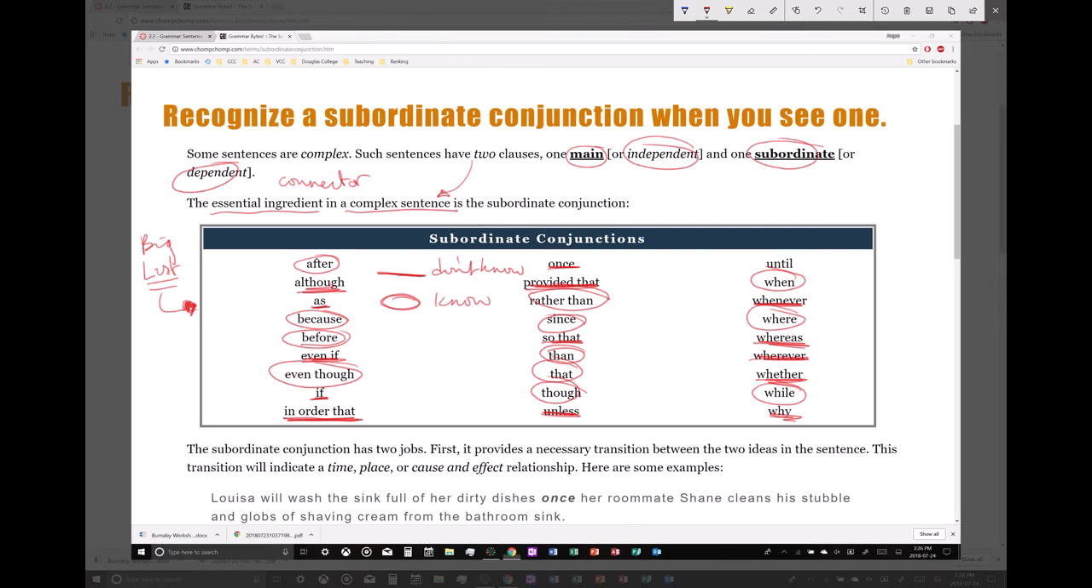Okay. So here we see the subordinate conjunction has two jobs. So first, and notice here, this sentence shows you how to use signal words and transition words. First, what is the first job of a subordinate conjunction? It provides a necessary transition, you see, between two ideas in a sentence. So the transition will indicate either a time, place, or cause and effect relationship. So that's the first job.